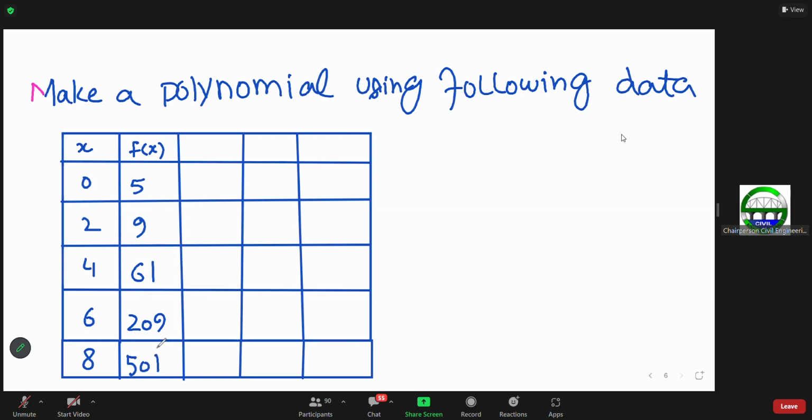First of all, you have to check whether it is equal interval or unequal interval. Since this is equal interval, the difference is 2 everywhere. So we can say that h is equal to 2, right? And then you have to make the polynomial.